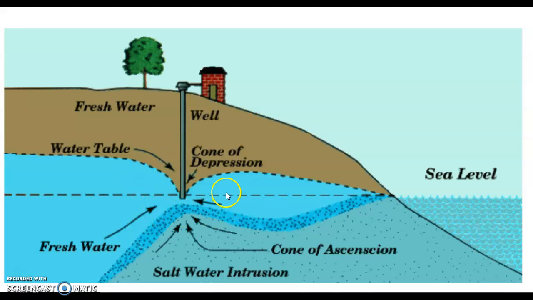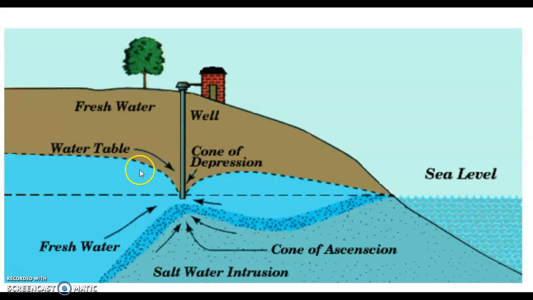So here's your water table. Remember your zone of saturation. This light blue here is going to be your fresh water, and then this speckled blue is going to be your salt water. The speckles are representing the salt that's in the ocean. Here we have a well that's being pumped, and normally this fresh water would be pushing this salt water back. So the ocean water normally gets pushed back and you don't have a mix.